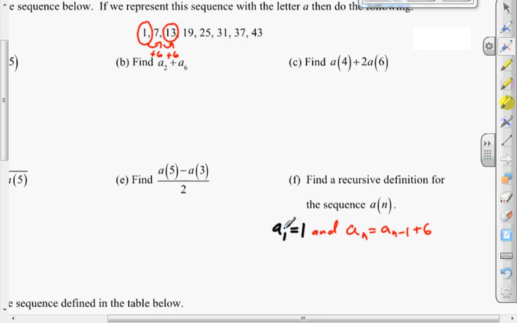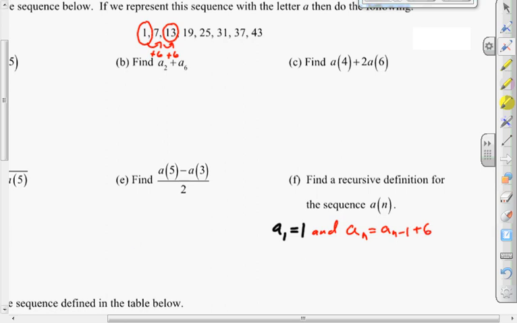So the definition recursively is a sub 1 equals 1, and a sub n equals a of n minus 1 plus 6. And once again, it says the sequence starts with 1. To find any other term number, take the term number, go back one term, and whatever's there, add 6 to it.